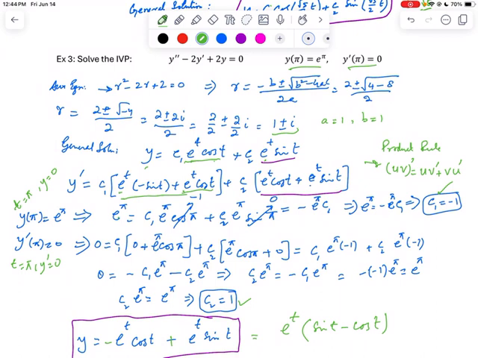Start with the auxiliary equation, find the roots of the auxiliary equation. Depending on the form of the roots, you write the general solution. So in this case, the roots of the auxiliary equation are 1 plus minus i, which gives us a is equal to 1 and b is equal to 1. So we can write our solution here.